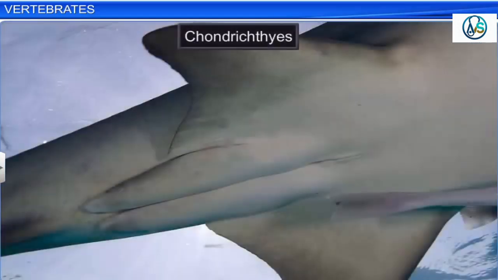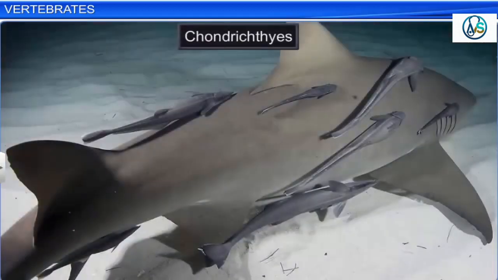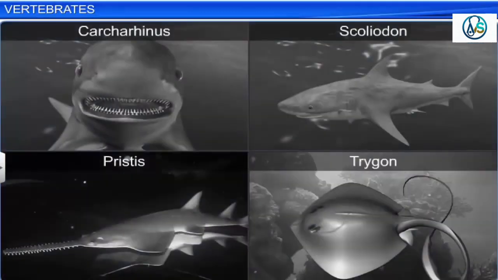Chondrichthyes are dioecious, and the pelvic fins in males have claspers. Fertilization in these fish is internal and many of them are viviparous. Carcharinus, Scoliodon, Pristis, and Trigon are examples of this class.